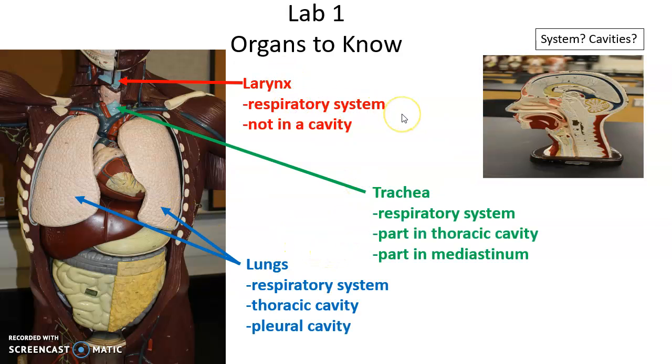The larynx is in the respiratory system. It is not in a cavity. It's in the neck. It is not in a cavity. Do not let that throw you. The trachea, also part of the respiratory system. A portion of it, behind the heart or posterior to the heart and aorta, is in the thoracic cavity and the mediastinum. So again, part of the trachea is in the thoracic cavity and the mediastinum. You can't see it here, but it is posterior to the aorta and the heart. And of course, we have the right and left lungs. They are part of the respiratory system. They're found in the thoracic cavity, and the right lung is in the right pleural cavity. The left lung is in the left pleural cavity.